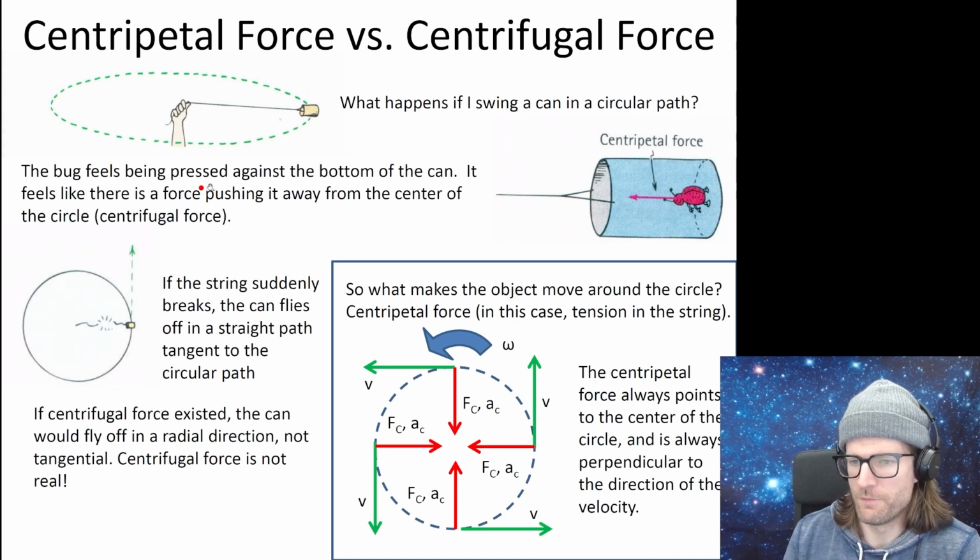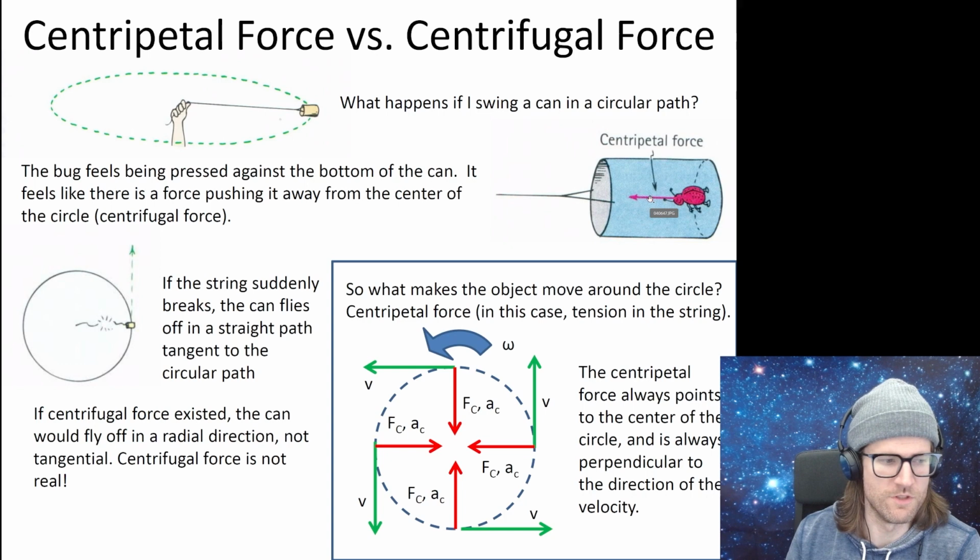The bug feels pressed against the bottom of the can. Oh, so we got a bug in the can here. The bug feels pressed against the bottom of the can. It feels like there is a force pushing it away from the center of the circle. That's the centrifugal force. So the bug is actually getting supported by the base of the can inward towards the center of the circle, but it feels like it's getting forced outward. And that's the fake force, the centrifugal force.